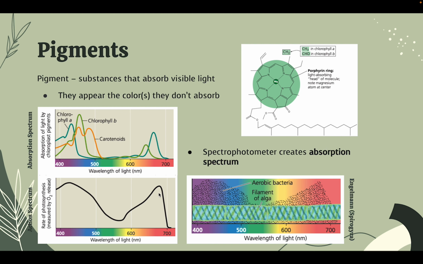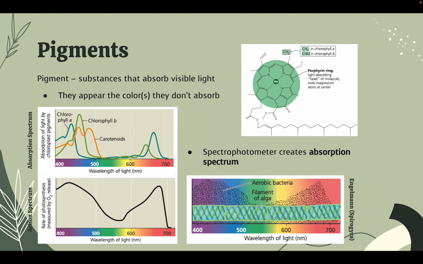So yeah, this is chlorophyll, which is kind of like the big pigment. And chlorophyll A and chlorophyll B are remarkably similar, except for this one little group right here, which could either be CH3 or CHO. And yeah, there is a porphyrin ring with a magnesium in the middle.